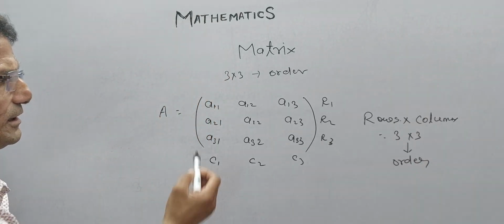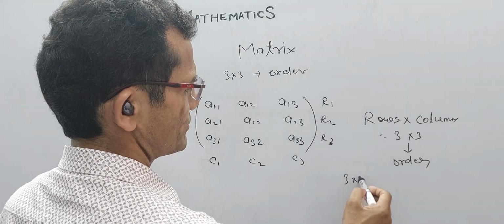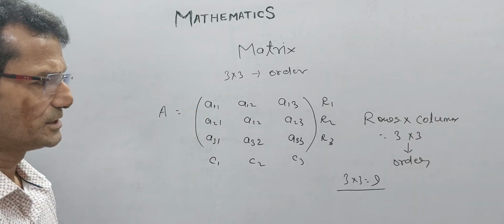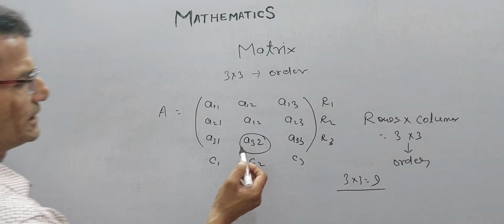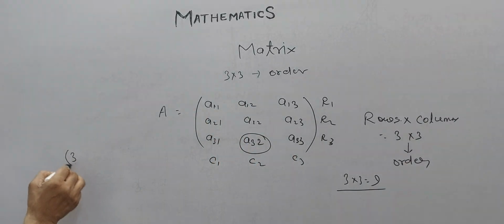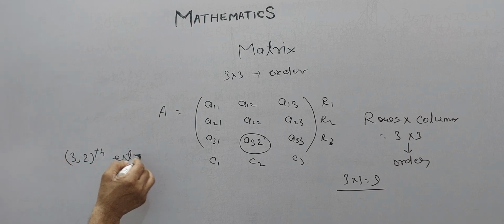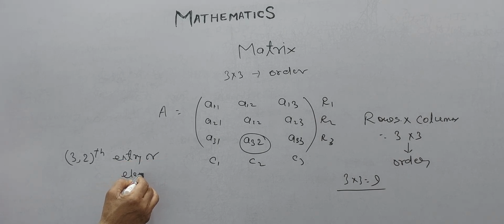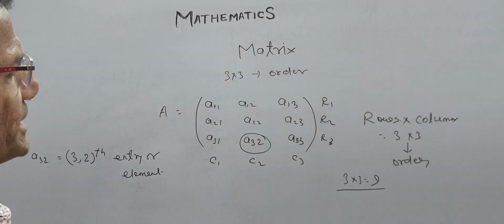Okay, these elements are known as the entries. So how many elements do we have? We have 3 into 3. Total entries inside of this matrix is 9. And what about this element? This element is third row and second column. So we can call this the 3, 2th entry. This is called the entry or element, the 3 2th element. Okay, you write this: third row, second column. So in this way, this is a 3 by 3 order.